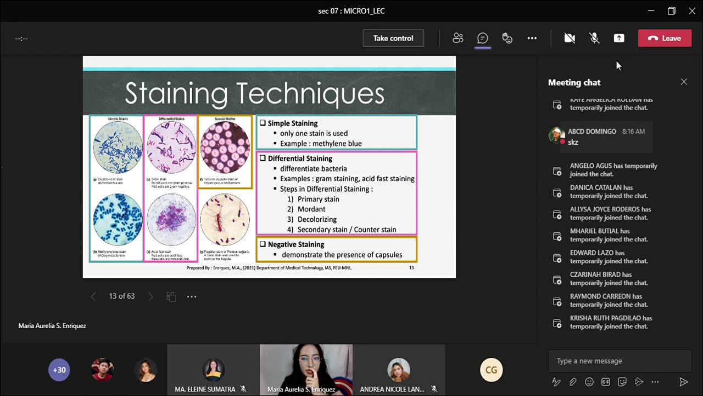Alright, so hindi ko na po naisama dito, but there are also special stains that target specific structures of a bacterial cell. So in the example shown here, this is a flagellar stain. So this is used to better visualize the flagella of some bacteria, such as Proteus vulgaris.